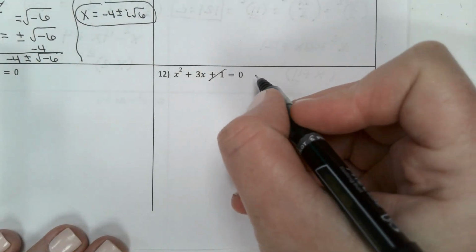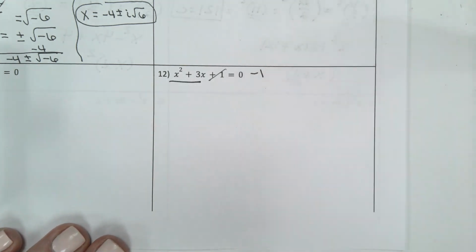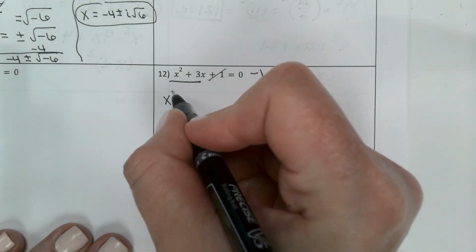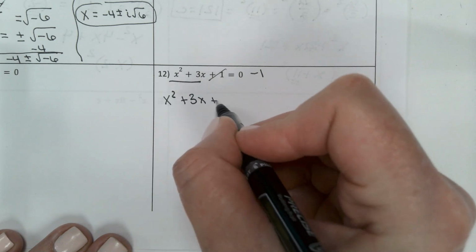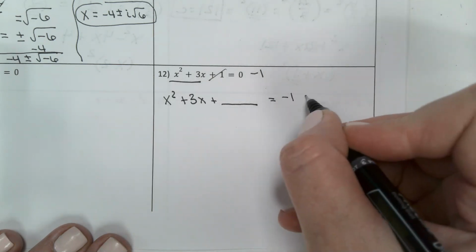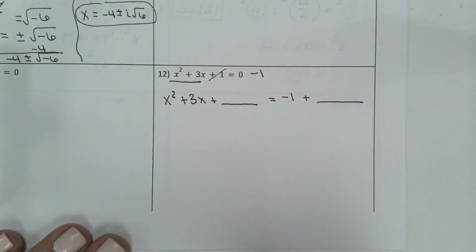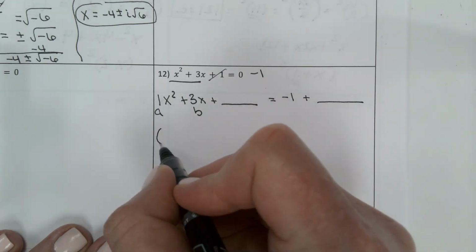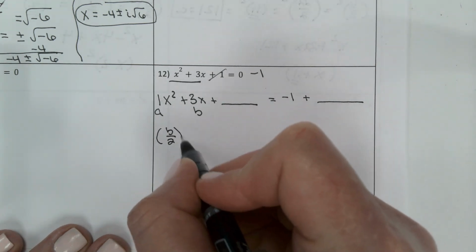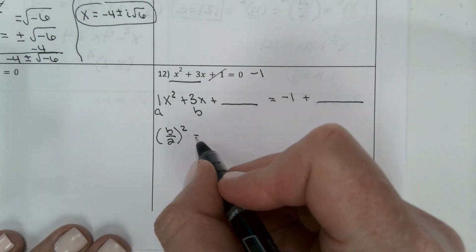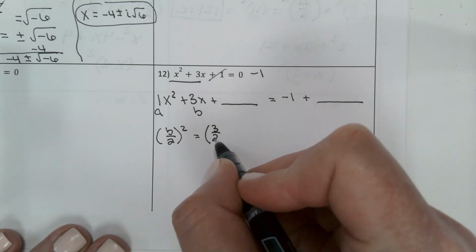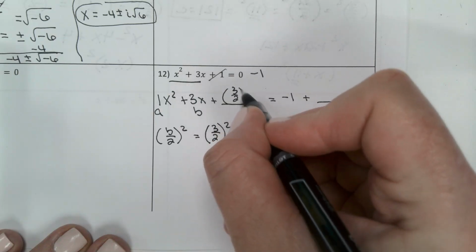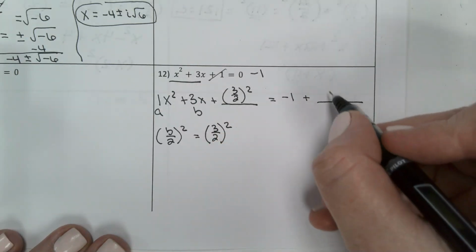Okay. We have to get x squared and x on one side all by themselves. Send the 1 to the other side. So I have x squared plus 3x plus blank equals negative 1 plus blank. There's my a term, there's my b term. To figure out what number it is, b divided by 2 squared. b is 3, so I have 3 divided by 2 squared, which is the value that I am adding to both sides.